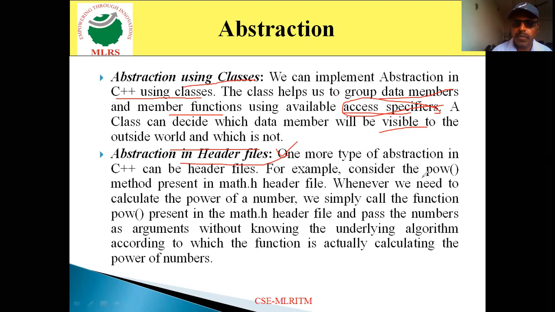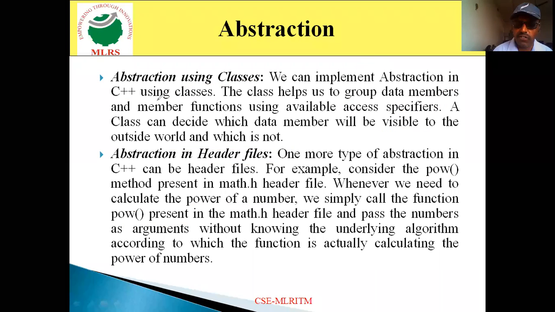Now, for example, assume we are taking one function, pow, the power function, which is used to calculate the power of a number. We simply call the power function which is in the math.h header file. We do not go in depth about how the power function works or how it was defined in the math.h header file. We simply call it. We are not going in depth about the underlying mechanism or the algorithm of the power function. This is what abstraction actually means.